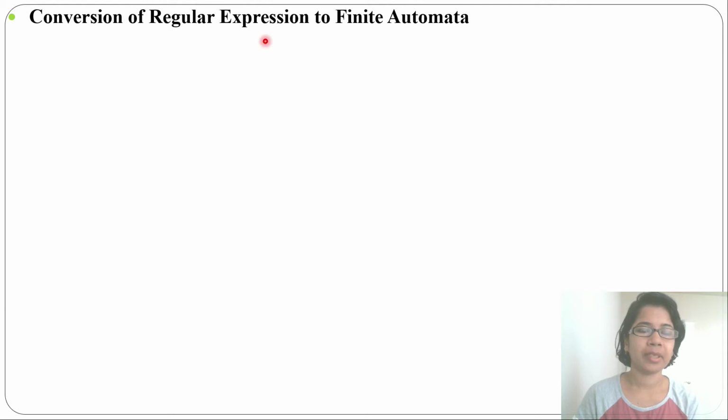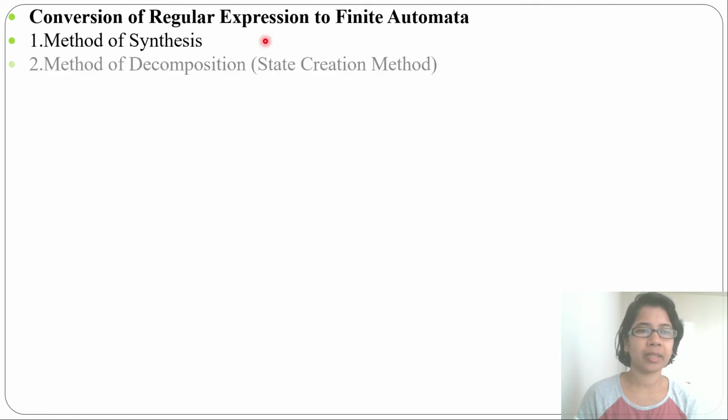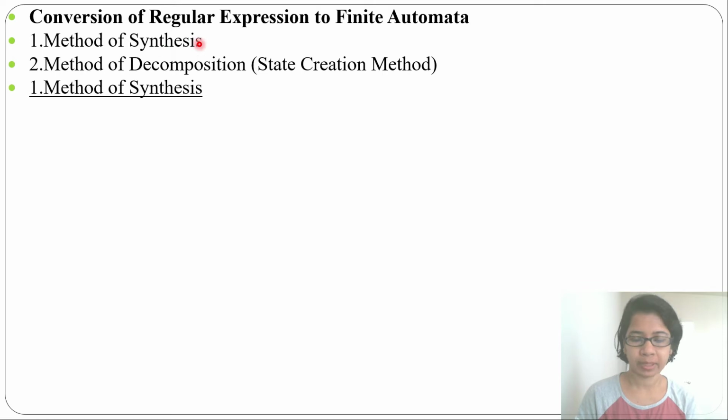Hi, in the previous lecture I discussed how to convert finite automata to regular expression by using Arden's lemma and the state elimination method. Now I'll discuss how to convert regular expression to finite automata. There are two methods. One is the method of synthesis, and another is the method of decomposition, also called the state creation method. When we were converting finite automata to regular expression, it was the state elimination method. Here it is the state creation method. So first I will explain the method of synthesis.